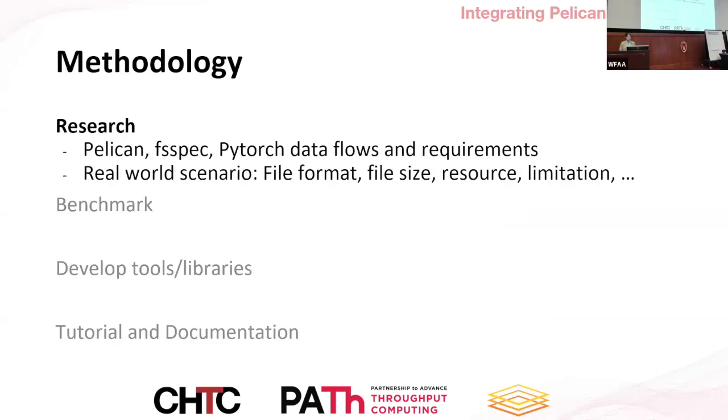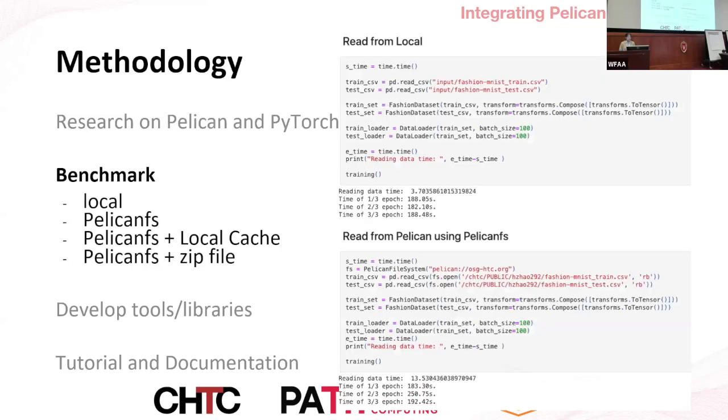So how should we achieve all of this goal? First, I would do a lot of research on Pelican FS-backed, like how FS-backed opens the file, how PyTorch consumes the data, and also I will learn about the real-world scenario. What kind of file format do machine learning researchers always use, how's the file size, how's the resource, and does the resource have any limitation? And then I will start benchmark.